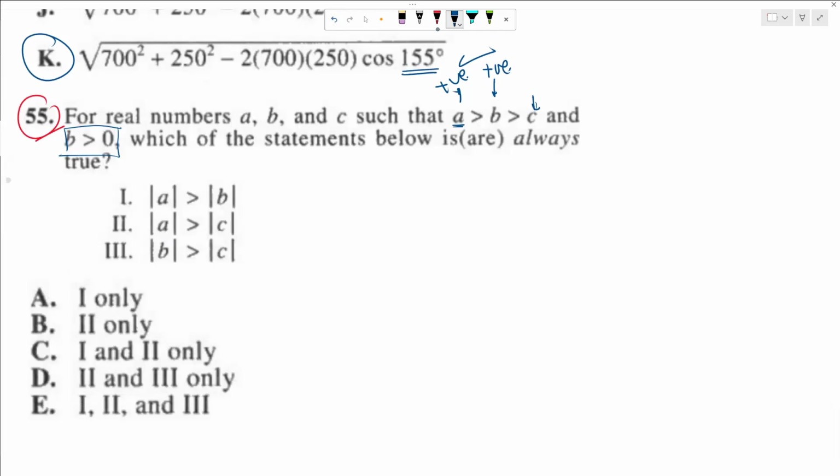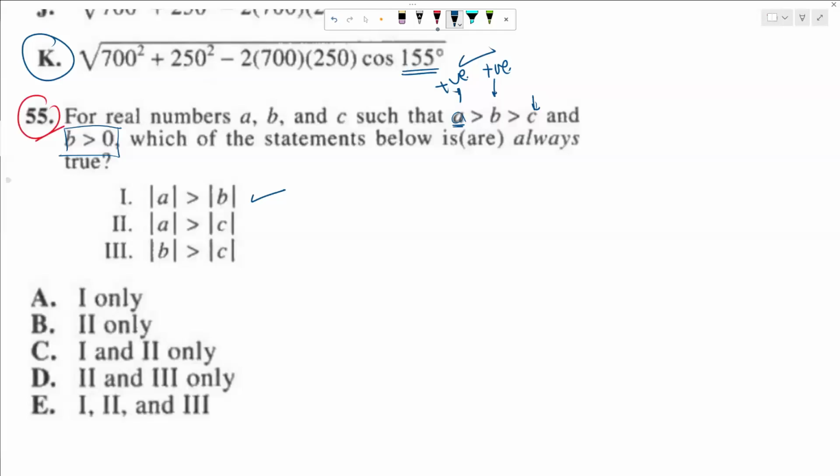The absolute value of A is always bigger than the absolute value of B. That's definitely true because A, when it's positive, is already bigger than B, and when they're both in absolute value, they'll remain positive. Is absolute A always bigger than absolute C? That's the thing that I don't know. Because if C is a big negative number, like negative 100, then when I put it in an absolute value, it might become bigger than A itself. So I'm not sure about that.